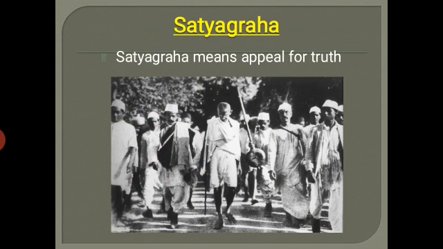Students, first of all, we will discuss Satyagraha. What is the basic theme of Satyagraha? What do you mean by Satyagraha? Listen, students. Satyagraha means appeal for truth. That means it refers to a non-violent method used by Gandhiji against the oppressor. Students, Mahatma Gandhiji introduced this concept during his stay in South Africa.